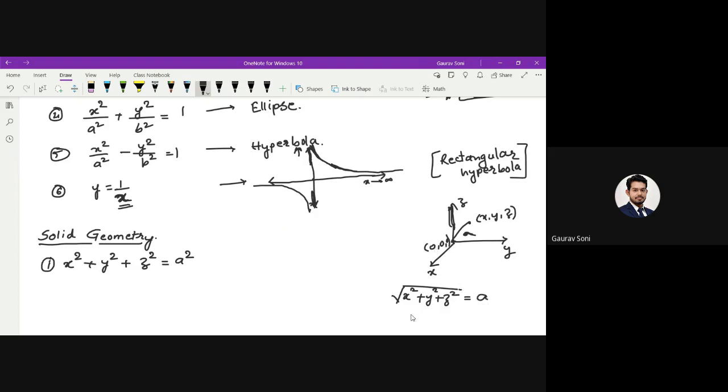This is equal to a, which means that x square plus y square plus z square equals a square. So if I collect all the points whose distance from the origin is a, then what you are getting is a sphere. So this is the equation of a sphere. But here I'm calculating the distance from the origin. In a similar manner, I can calculate it from some other point A, B, C.